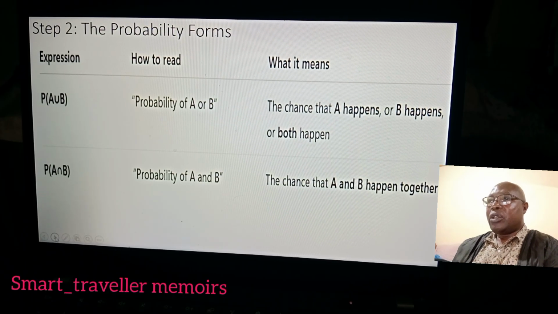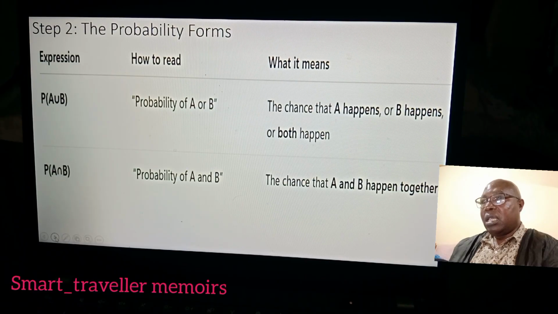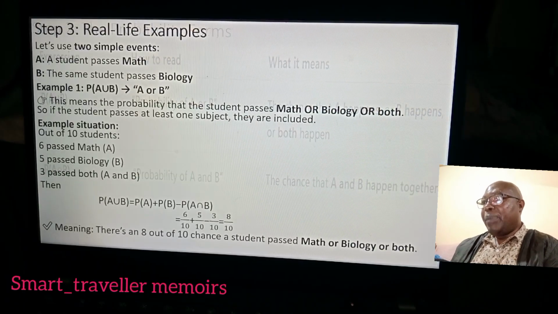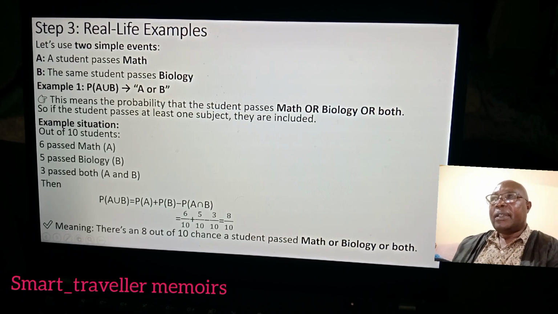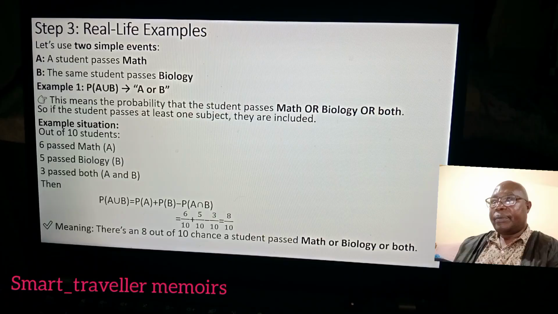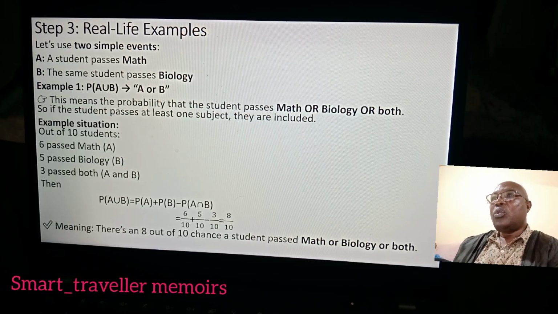We have the expression P(A intersection B). How to read it is probability of A and B. And what it means is the chance that A and B happen together. Now, let's look at real-life examples. Let's use two simple events.